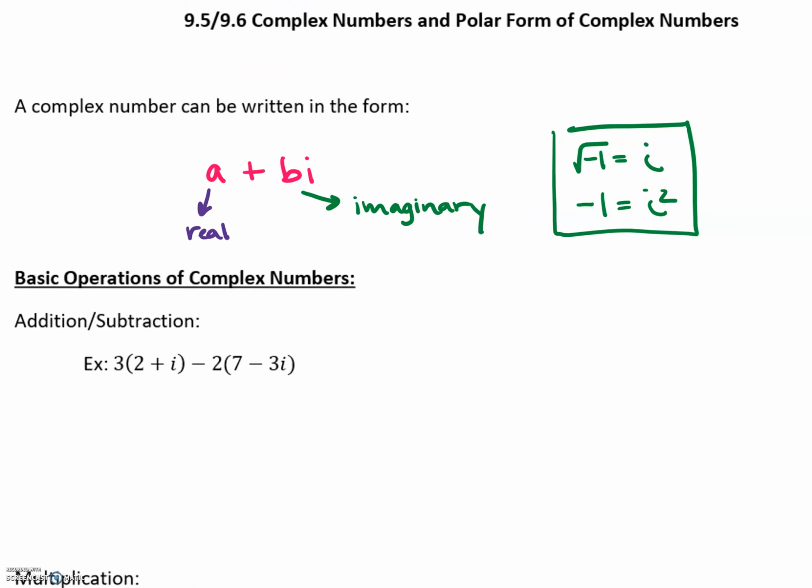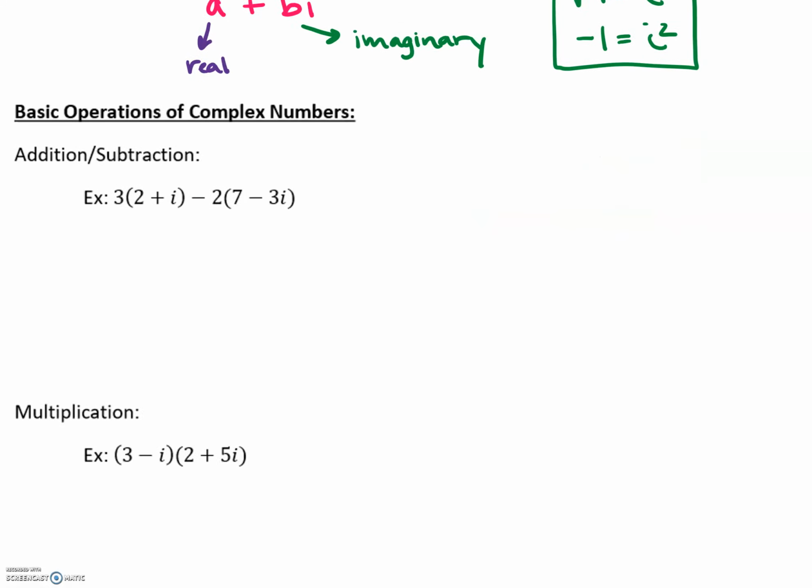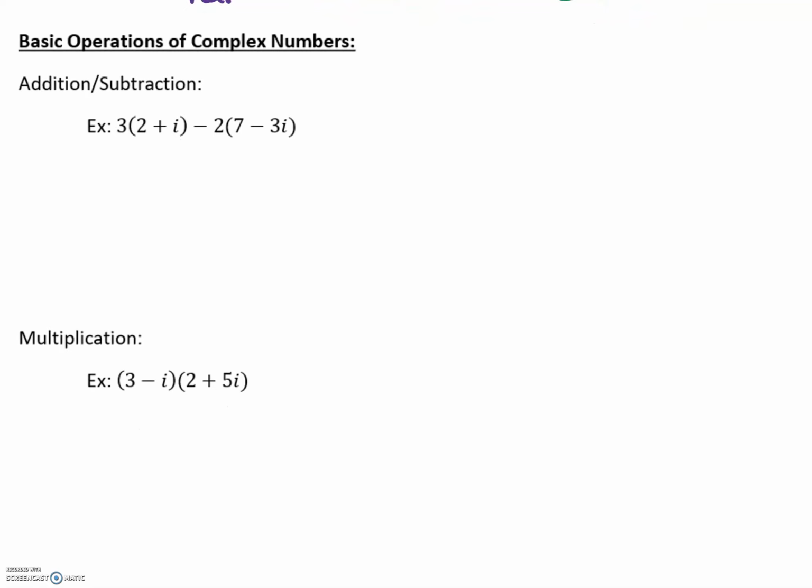Alright, so if a complex number can be written in the form of a plus bi, we're going to have basic operations between two complex numbers. So the first type of operation that you might see is basic addition and subtraction. So what are we going to do when we add or subtract complex numbers? All you're going to do is distribute and combine like terms.